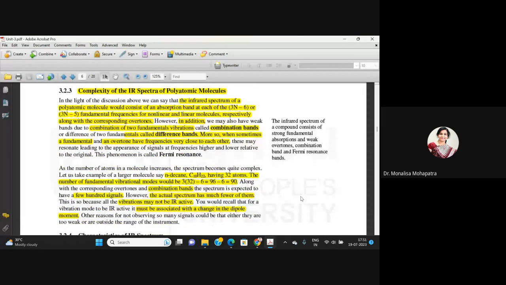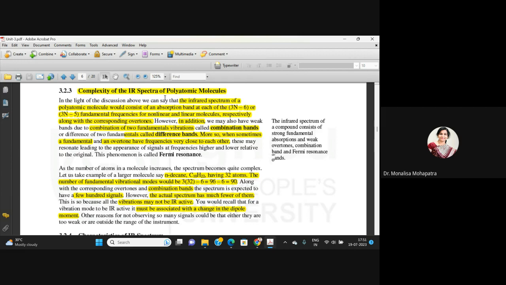But the complexity with IR spectroscopy arises when you are dealing with polyatomic molecules. I was telling you yesterday also, coordinating things is not so easy. Let us see, 90 vibrational modes will be there. Am I going to get 90 peaks, 90 bands? No, not exactly. I may not get that.